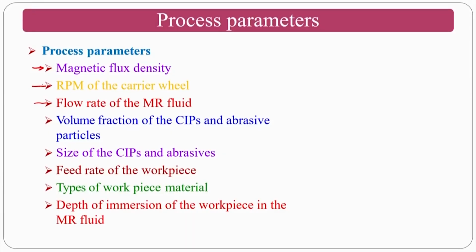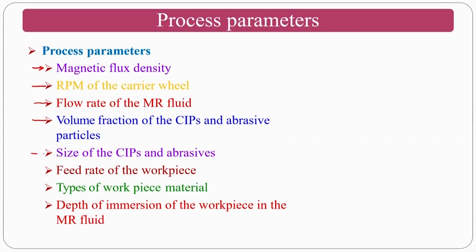Volume fraction of CIP particles and abrasive particles: if the volume fraction of CIP particles increases, then the bonding strength will increase. If the volume fraction of the abrasive particles increases, then the bonding strength will decrease, for a constant amount of CIP particles and magnetic field strength. The size of the CIP particles and abrasive particles: normally CIP particles are much smaller compared to the abrasive particles.